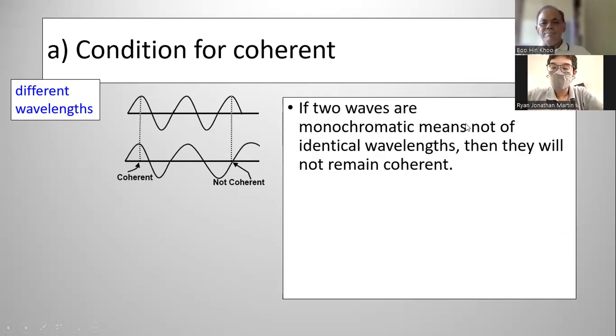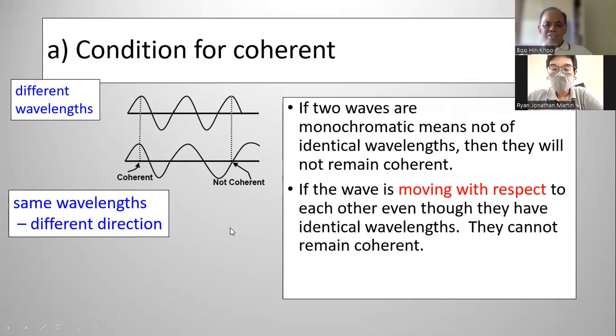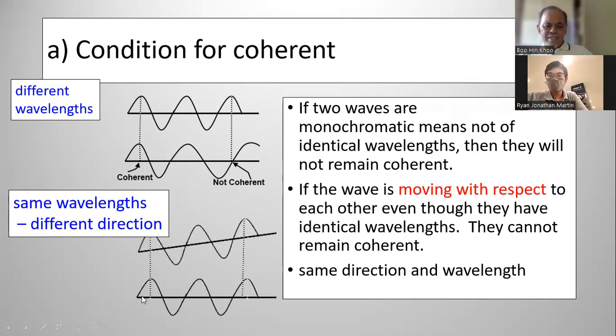If two waves are monochromatic but not of identical wavelength, right? They have a single wavelength each but different wavelengths. They will not remain coherent. They must be the same wavelength, then they can be coherent. They can be the same wavelength but in different directions, so it also won't be coherent. In this case, they may be coherent here, but after that you can see they are slightly out already. Maximum, not the maximum anymore.